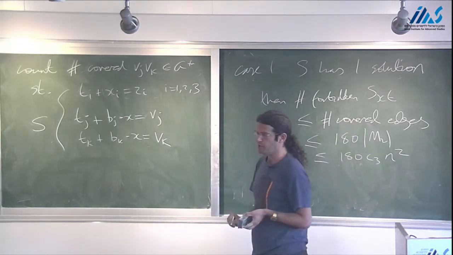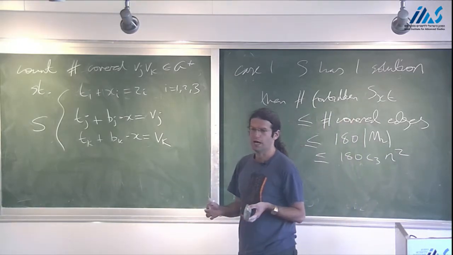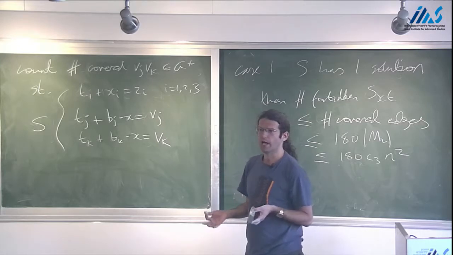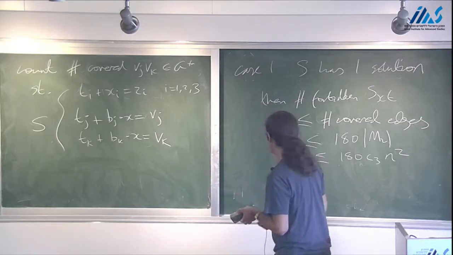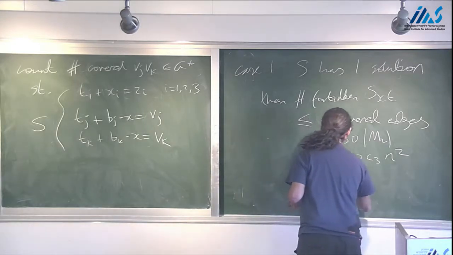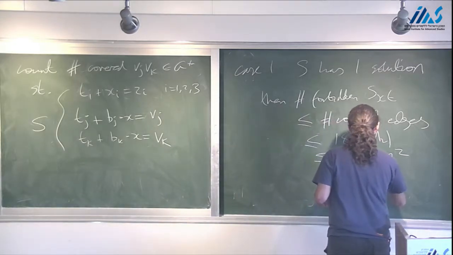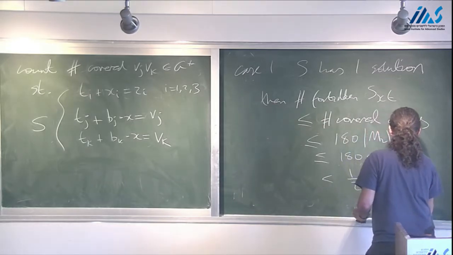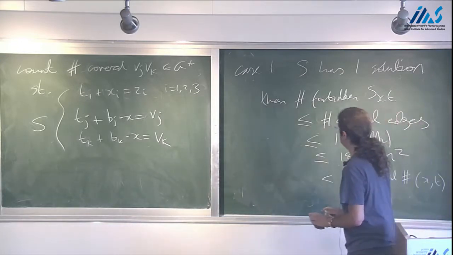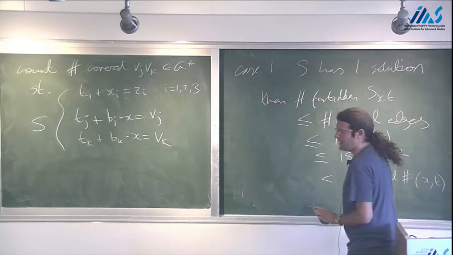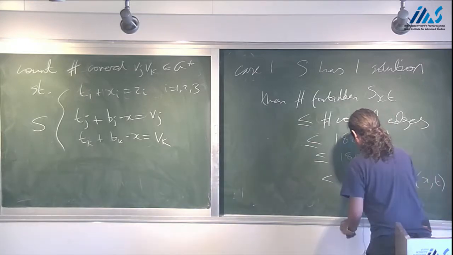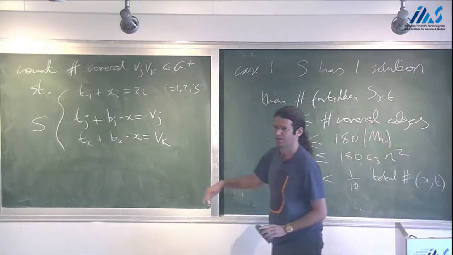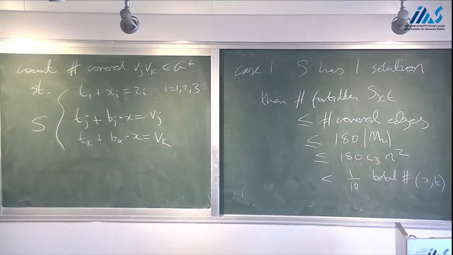And this is much smaller than the number of shuffles, because the number of shuffles looked like 2 to the 2a times some density factors. So this is less than half the total. Well, I shouldn't say a half, I should say less than a tenth or something, because I'm going to have another case. Okay, so now what's the other case?